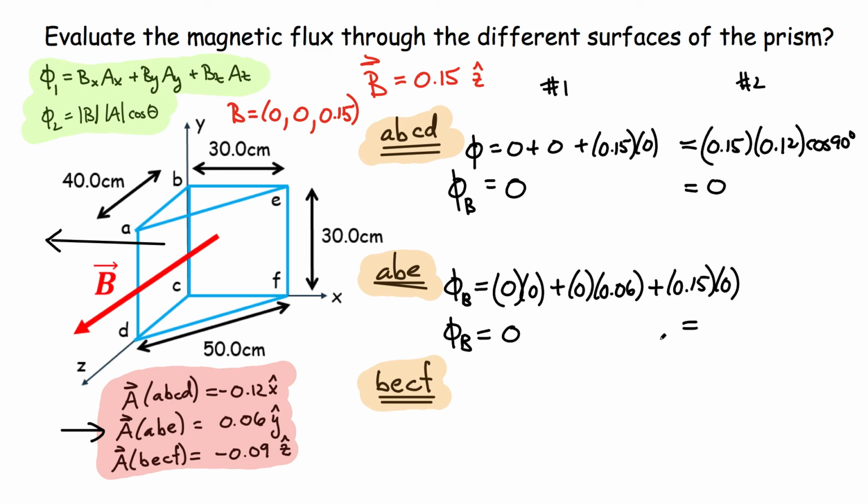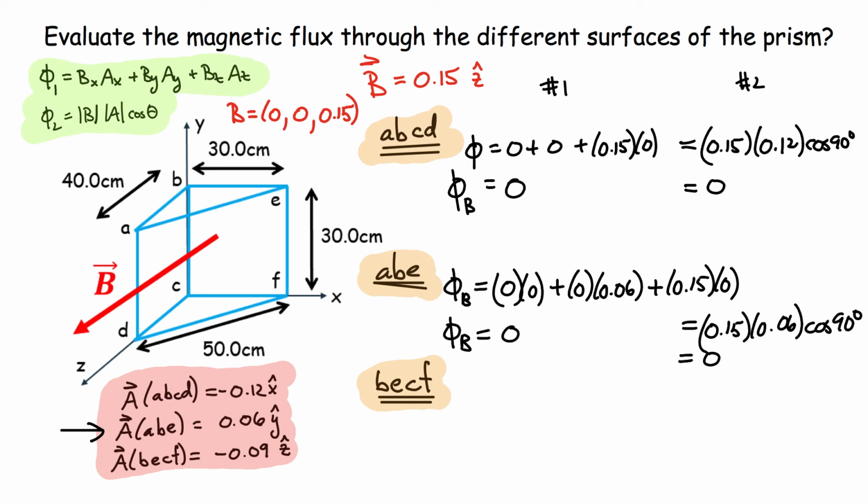Now you can use method 2. Method 2 looks very, very similar. The magnitude of the magnetic field is this. The magnitude of the area in this case, I'm sorry, it's not 0.12, it's 0.06. However, we still have cos of 90 degrees in there. So at the end, you get 0 for this magnetic flux. And again, this is going to be 90 degrees because its area vector is pointing perpendicular to that surface, and the magnetic field is pointing along the z direction. The angle between the area and the field is 90 degrees.